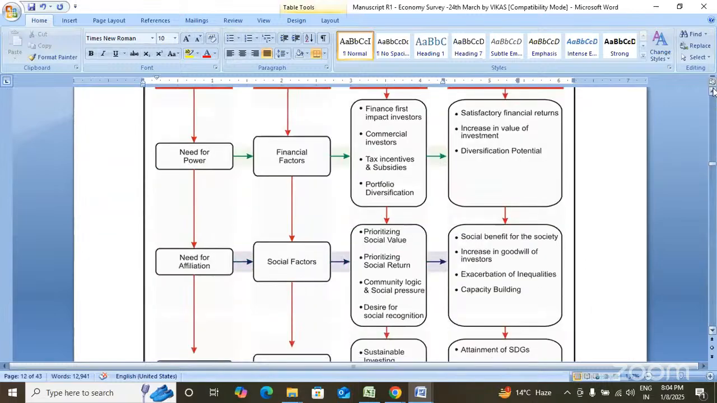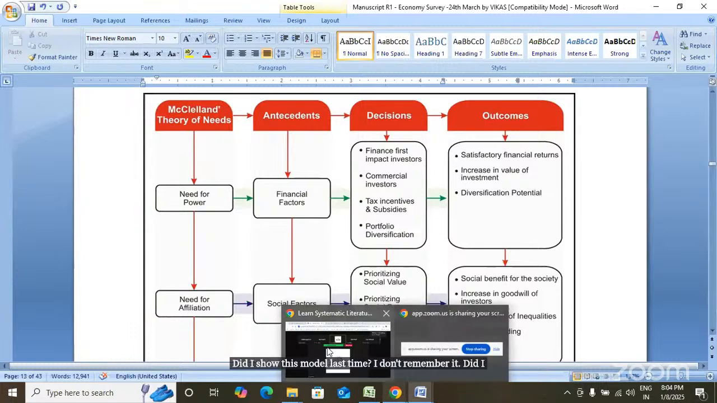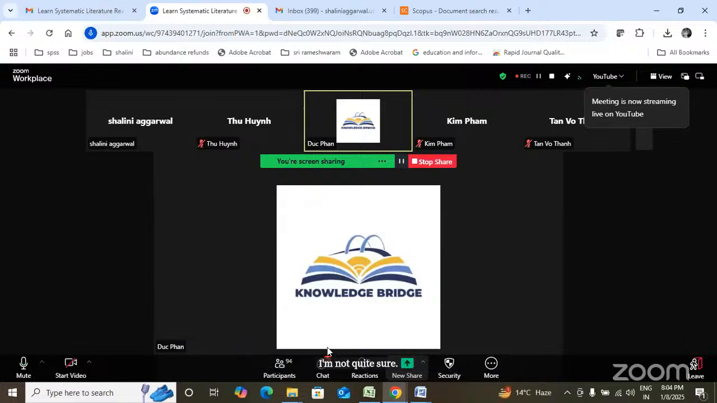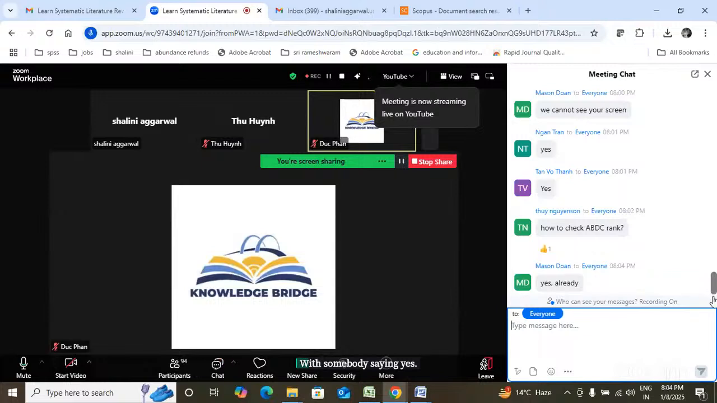Did I show this model last time? I don't remember it. Did I show this model as well last time? I'm not quite sure. Somebody is saying yes. Okay, so I have explained this model to all of you.